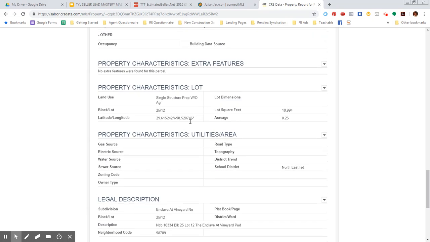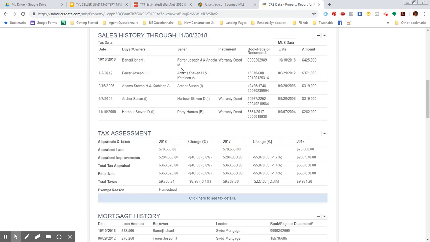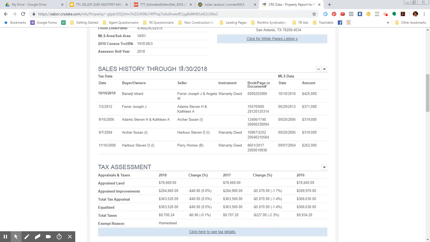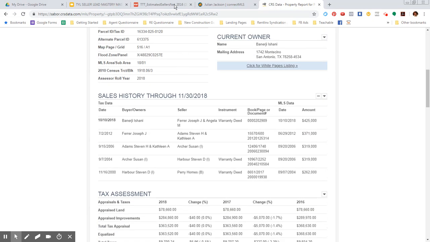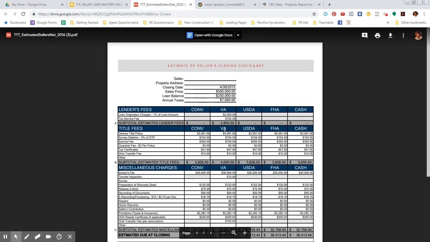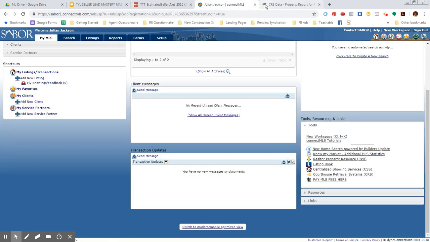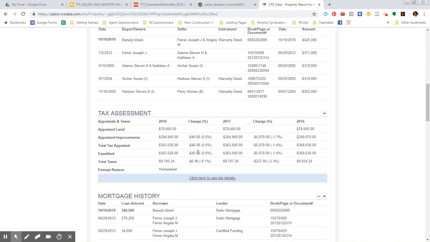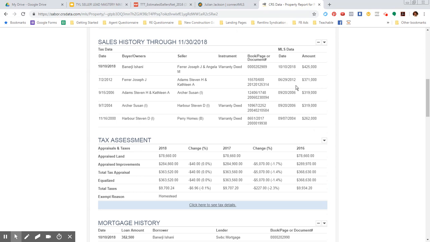Now, knowing that, you should probably print off a copy of this and keep that for filling out the net sheet. So what can I use from here to complete the net sheet? Well, if I go back to the net sheet, I know that it needs the taxes. And we just saw that the taxes were $9,700. So I put that in there. What else is on here that I could use? Okay, there's a loan balance. So the previous loan balance prior to this one was, it looks like 373, or was that the sales price? No, that's the sales price.